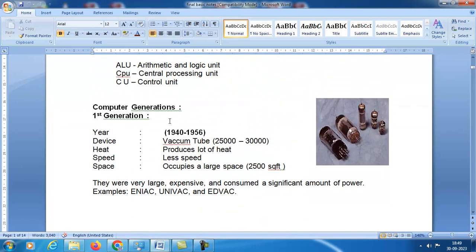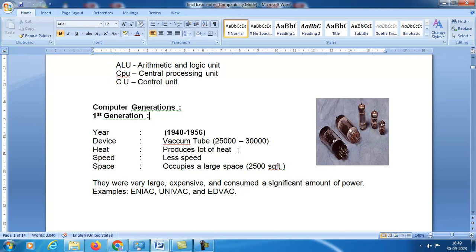First one, we'll call it the first generation of computers, which started from 1940 to 1956. The major device used is vacuum tubes. Around 25,000 to 30,000 vacuum tubes were used in building the first generation of computers. It produces a lot of heat.